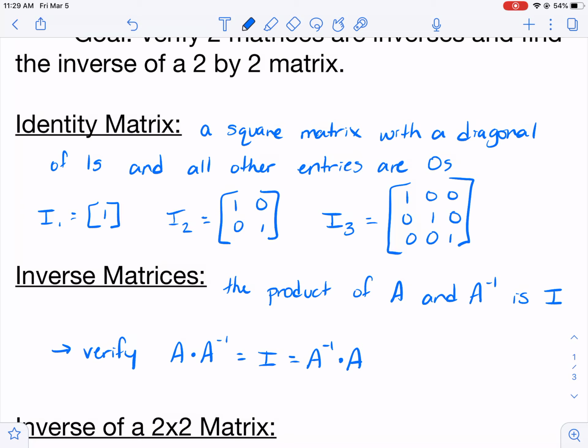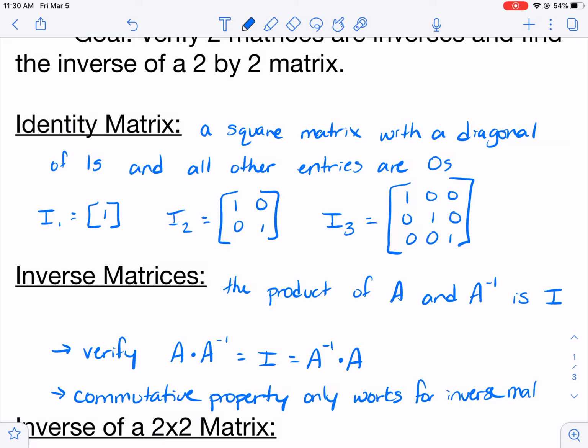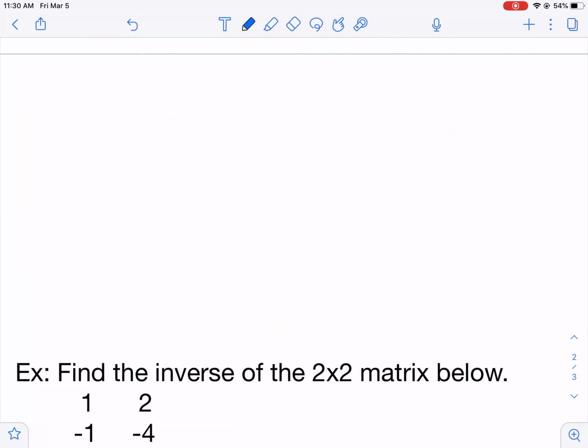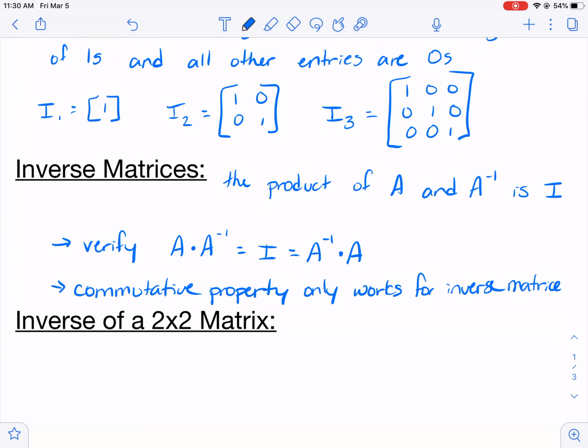So this is the only way that the commutative property works, like I was talking about, I don't even know when, yesterday or maybe Wednesday. So I'm going to make a note of that. Commutative property only works for inverse matrices. So yeah, you'll have to verify that two matrices are inverses, so you'll have to multiply both ways, so flip them around.